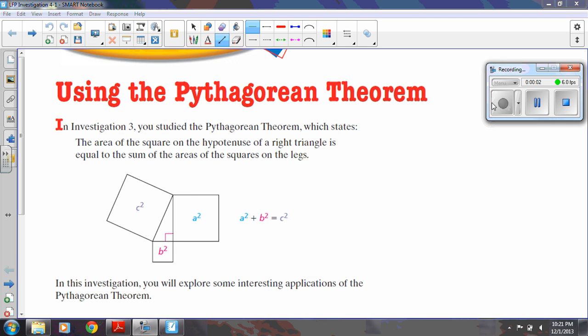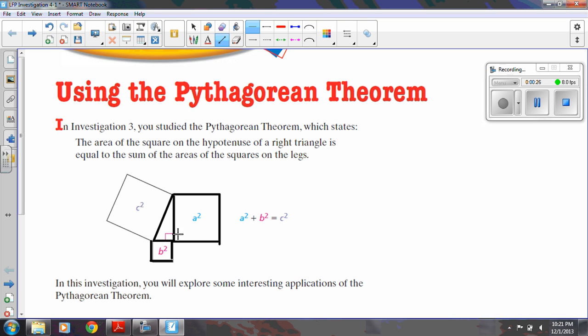Hi guys. Alright, so let's just talk about what we've been doing most recently in the past couple of weeks. We've been looking at these right triangles. I'm just going to trace this right triangle right here. And then we've been drawing squares off of each of the legs, such as this square and this square.